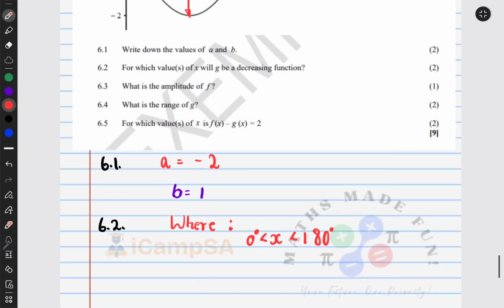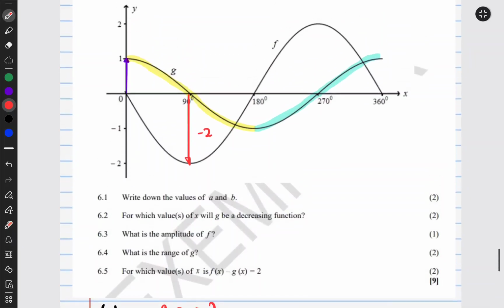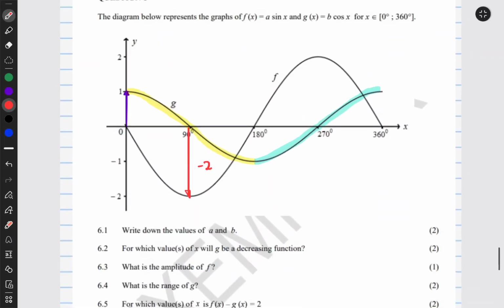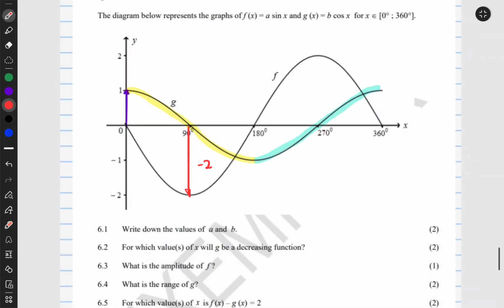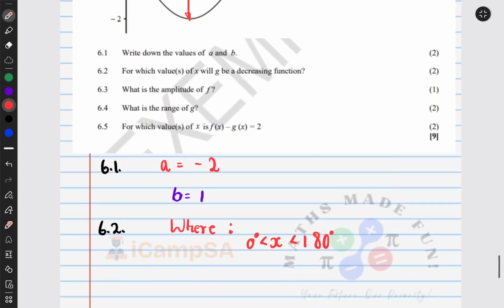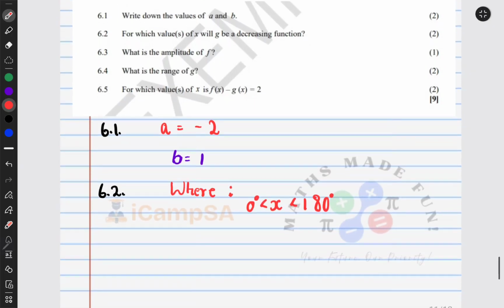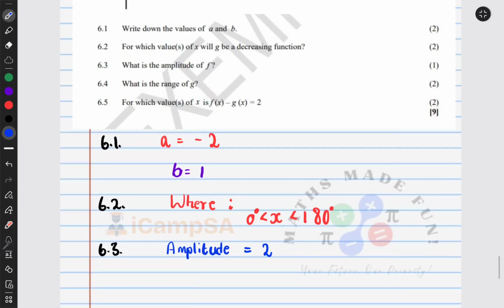and then next, what is the amplitude of f? So the amplitude is equal to the value of a, but the amplitude is always positive, so if a is -2, the amplitude will just be 2, a positive 2, because the amplitude is always positive. So for 6.3, we say the amplitude of f is equal to 2, positive.